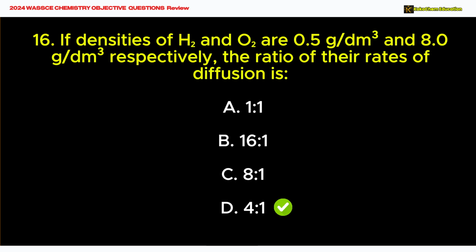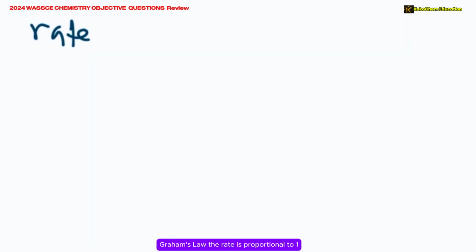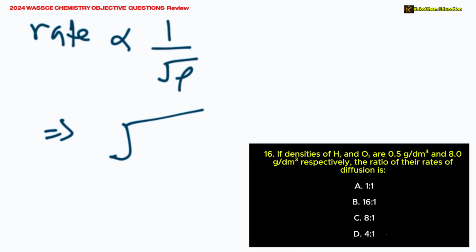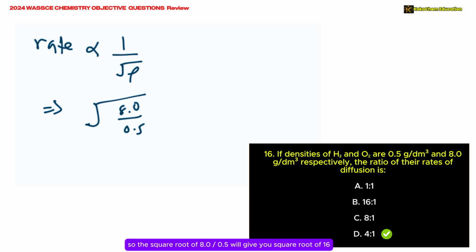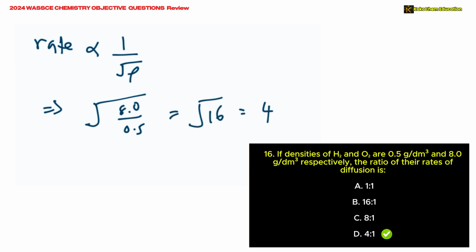Explanation: Graham's law, the rate is proportional to 1 divided by the square root of the densities. So the square root of 8.0 divided by 0.5 will give you square root of 16, which is 4. So hydrogen diffuses 4 times faster than oxygen.